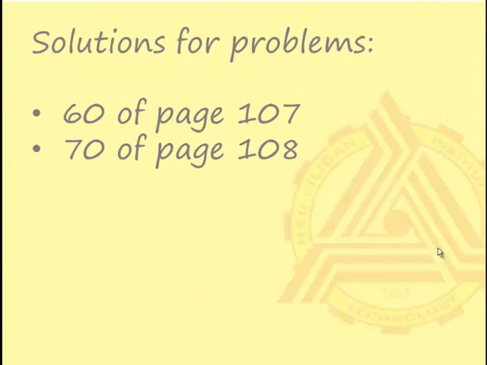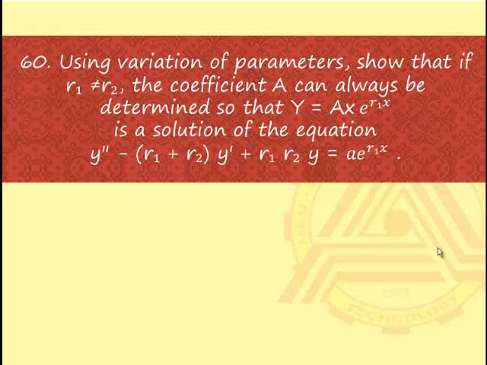Now here are the solutions for problem number 60 of page 107 and number 70 of page 108. The first problem states: using variation of parameters, show that if R1 is not equal to R2, the coefficient a can always be determined so that y equals a x e to the power of R1x is a solution of the equation y double prime minus quantity R1 plus R2 y prime plus R1 times R2 y is equal to a e to the power of R1x.